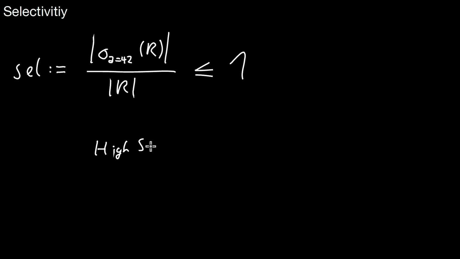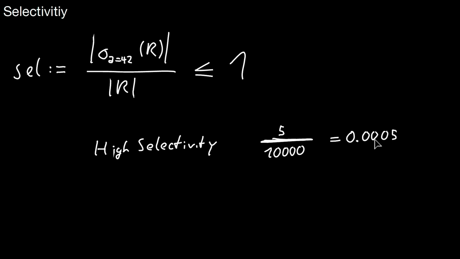High selectivity. In the example, it was something like 5 tuples divided by the number of tuples in R. Let's assume R has 10,000 tuples. So the selectivity we're talking about is something like 5 divided by 10,000. That's a very small number, actually. This is 0.0005. So this is 0.0005 as a number.